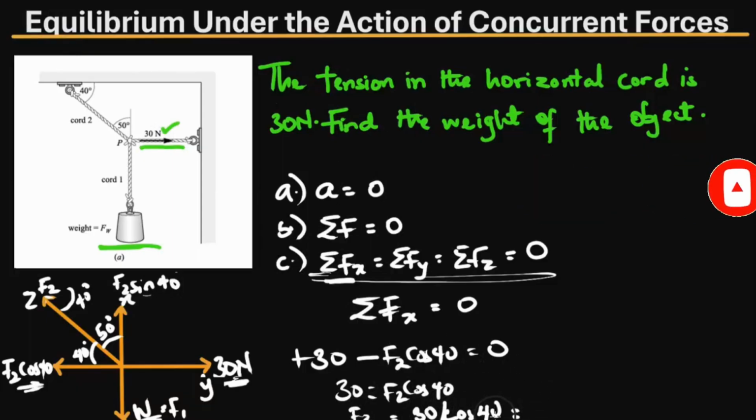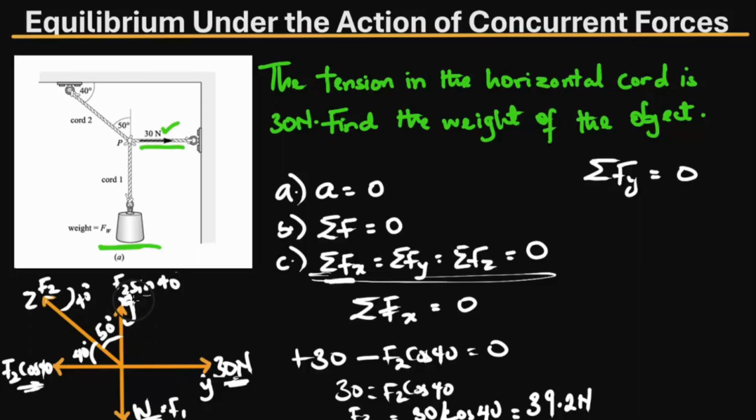And when we type that in our calculator, what do we have? 39.2 Newton approximately. Alright, now the summation of forces in the y direction must be equal to 0. Okay, alright, so I see I made a mistake here. This should be the y direction, and this should be the x direction. Okay, we're still on track.